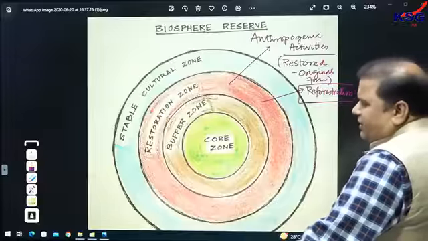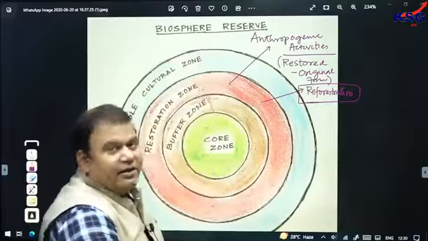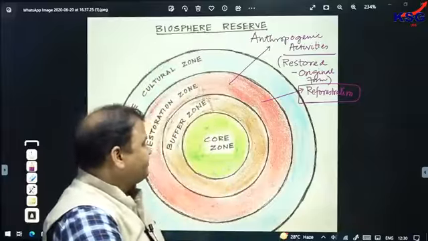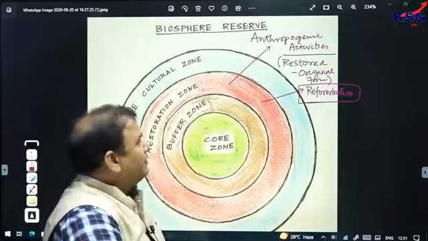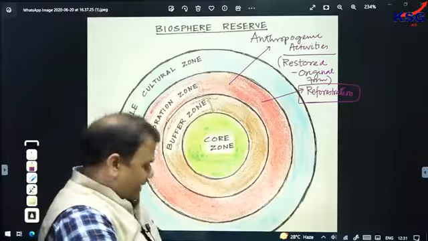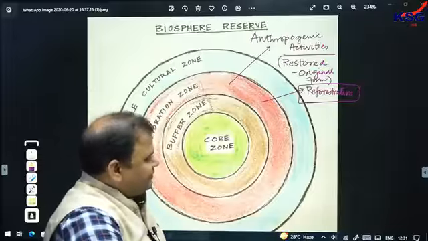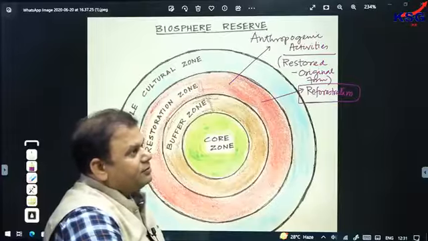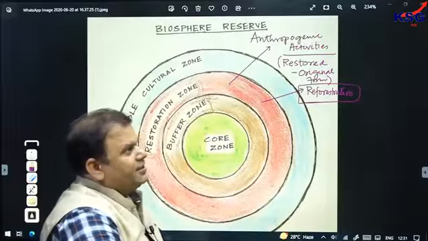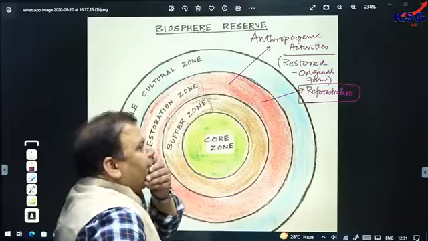And the last is the stable cultural zone, and there is nothing to write in that. Why? Because this area reflects the cultural diversity of biosphere reserves. Is that clear?